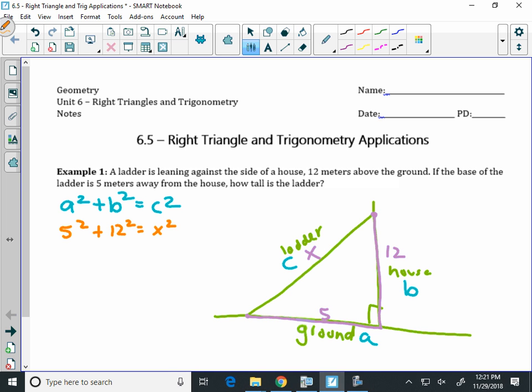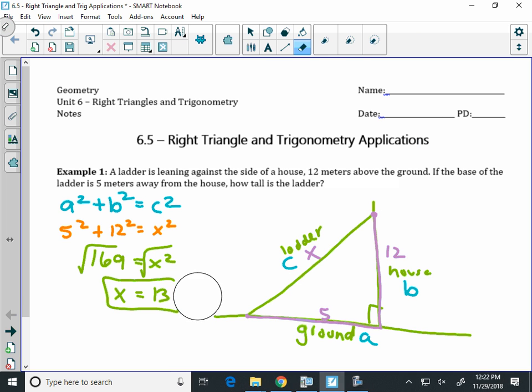So plug this in: 5 squared plus 12 squared is what? 5 squared is 25, plus 12 squared, 169. What do we have to do to both sides to get X by itself? Square root, and X is equal to what? 13. So the length of the ladder is 13 meters, because that's the unit we're using. Questions over that?